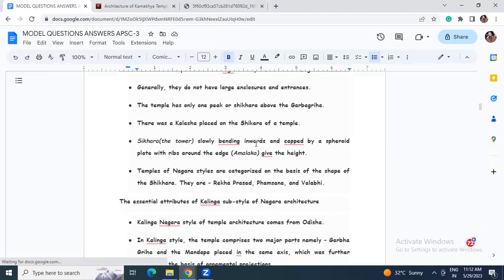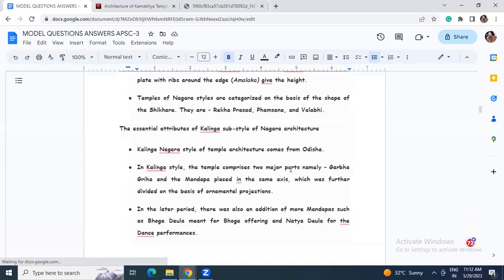Shikhara slowly bending inwards and kept by a spheroid or plate with ribs around the edge give the height. Then temples of Nagara style are categorized on the basis of the shape of the Shikhara.